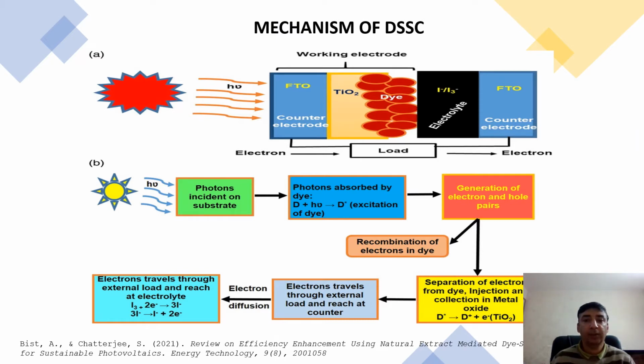This slide shows the working mechanism of DSSC. In the first figure, we can see the different layers of DSSC. The first layer is the FTO, followed by the TiO2. The dye is adsorbed on the TiO2, followed by the electrolyte and the counter electrode. When the sunlight falls on the dye, electrons are produced by the DSSC. These electrons then travel through the load. In the second part of this figure, we can see the different steps of the electron formation in the DSSC.